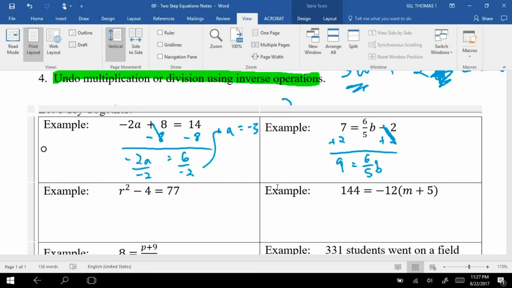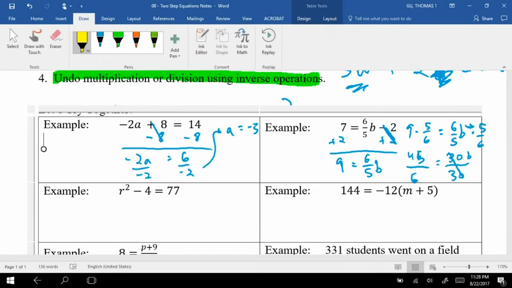What do we do here? We're going to multiply by the reciprocal. What is the reciprocal of 6 over 5? That would be 5 over 6. So we multiply both sides by 5 over 6. 9 times 5 over 6 equals 6 over 5b times 5 over 6. Multiplying 9 by 5, we get 45 over 6. On the right, 6 times 5 is 30, so 30b over 30, and 30 over 30 is 1. So the answer is 45 over 6 equals b, because 1 times b is b.